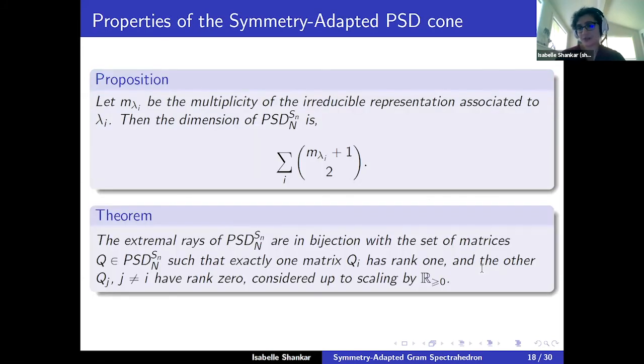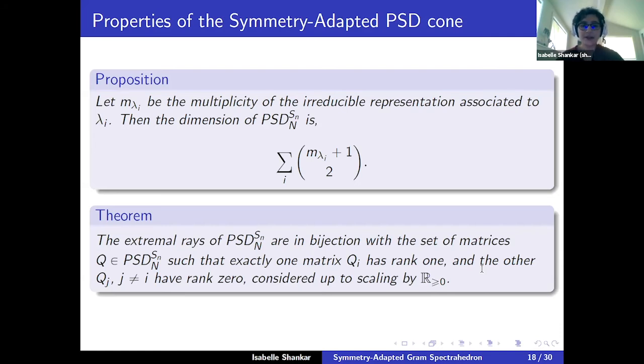Cool, so then the next question we asked was about extremal rays. For some context, in the PSD cone, if you take a matrix that is rank 1, then all the scalings of that matrix form a ray, and that ray is an extremal ray of the PSD cone, and all extremal rays in the PSD cone are found this way. They're all defined by rank 1 matrices. So what about the symmetry adapted PSD cone?